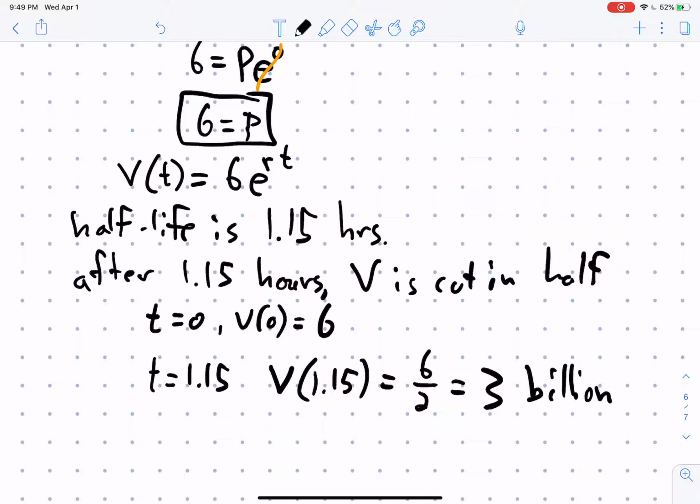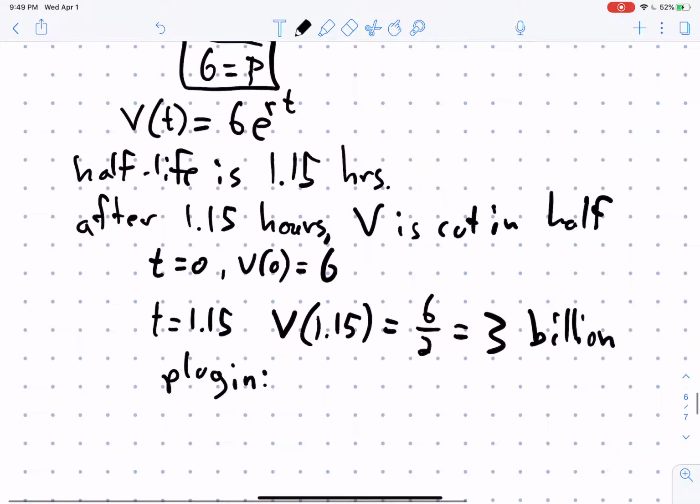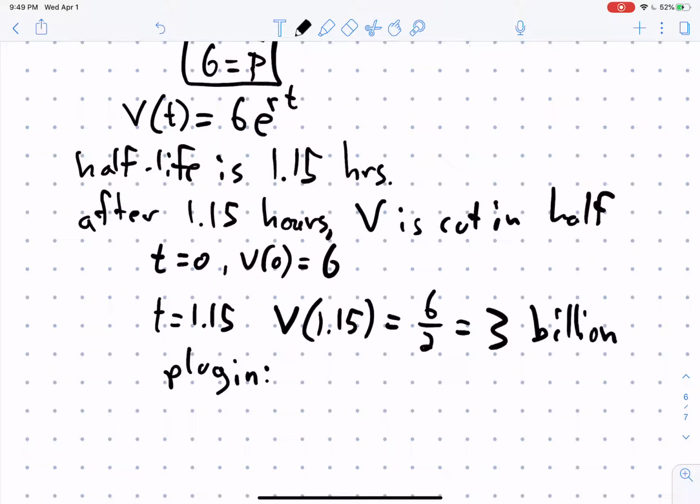So we can substitute this in as well, plug in. And plugging this one in, we should be able to figure out our missing value, which is r. Let's go ahead and do it. If we plug this in, what we get is the output is 3, and that is equal to 6 times e to the r times 1.15. So this says 3 is equal to 6 e to the r times 1.15. And we want to find that r.